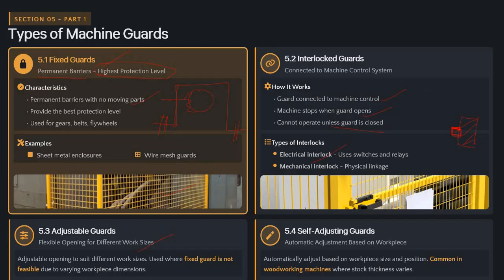Okay. So I hope people understand about these guards: fixed guard, interlock, adjustable guards, and self-adjusting guards. It's clear, right? Or any doubts?